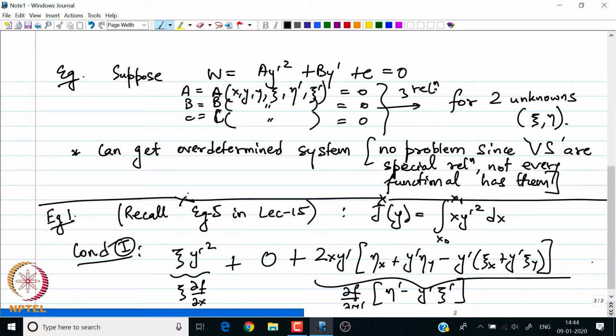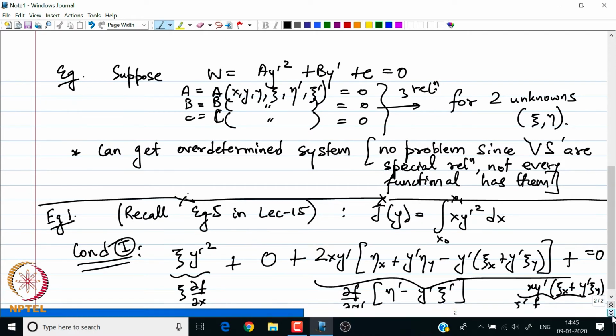Then the other terms in this expression involve plus x y prime times zeta x plus y prime zeta y, right, and these are all set equal to 0. Notice that this last expression comes from the last term, xi prime f, in our condition 1. So all that remains now is to equate the different powers of y prime.